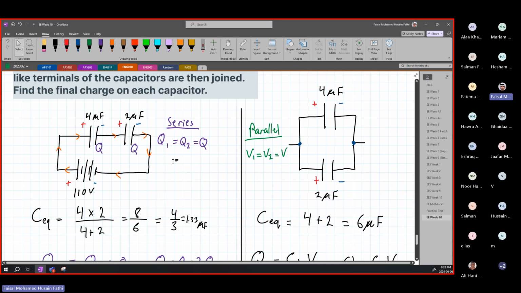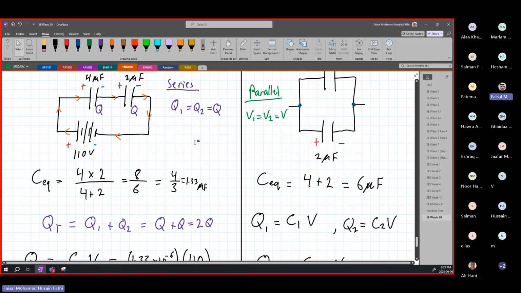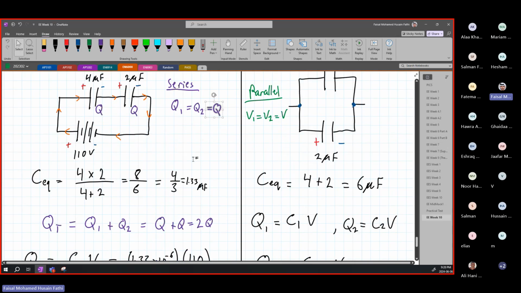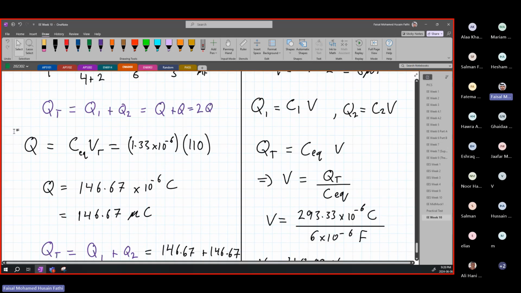Okay, nice. But what rule do we know now? What's the new rule that we need to know? The charges Q1 and Q2 are going to be equal in a series circuit. When they're connected in series, the charge across here is equal to the charge across here. So we can find the Q, the charge, by finding our total equivalent capacitance, because it will also have the same equivalent charge, which is Q equal C equivalent times the total voltage.